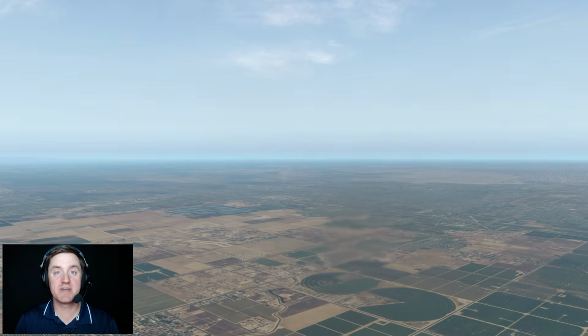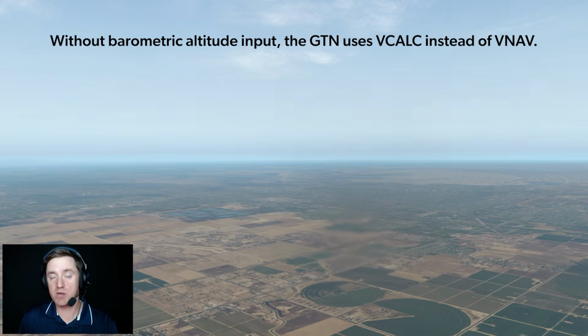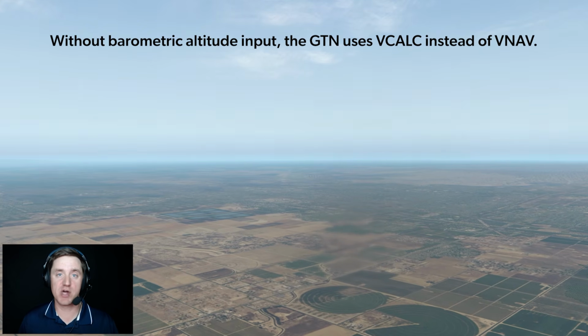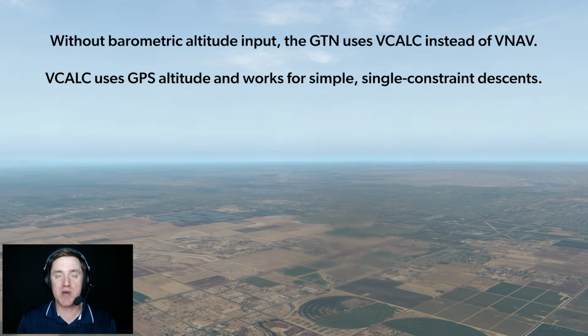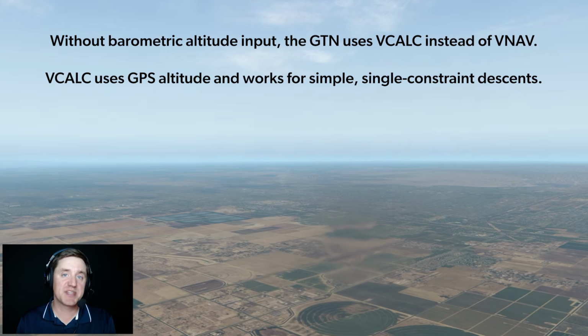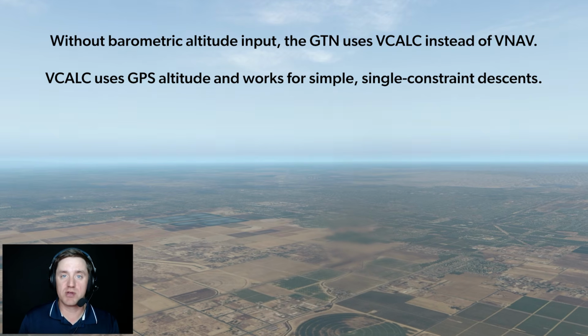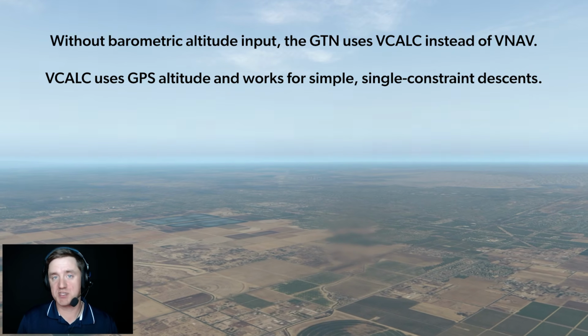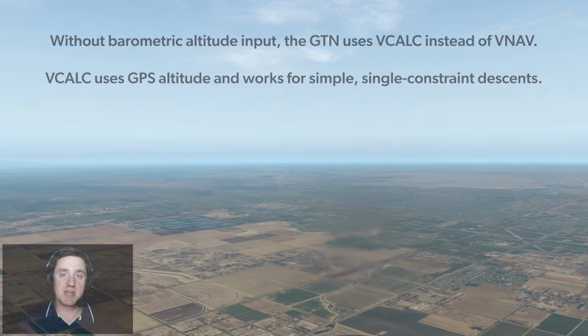So that was a basic VNAV descent, but if you don't have barometric altitude being sent to the GTN like we have here, you won't have VNAV and you'll have VCALC instead. VCALC uses GPS altitude rather than barometric altitude, and it works basically the same way that VNAV does on the GNS 530 and 430 units. So let's return back up to 10,000 feet, and we'll take a look at how you might set this up with VCALC instead of VNAV.